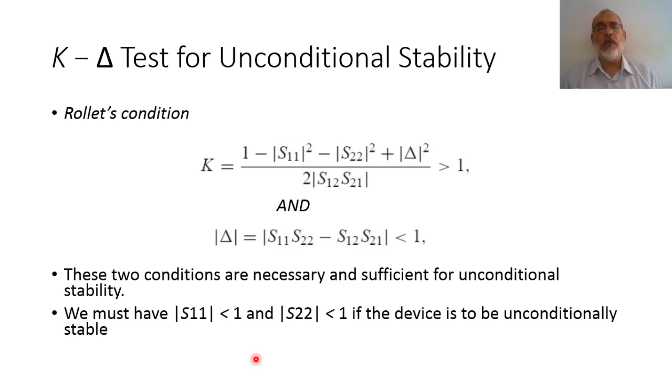Now we have two tests for unconditional stability. The first test is called the K delta test or related conditions. In the K delta test, the value of K is 1 minus the magnitude of S11 squared, minus the magnitude of S22 squared, plus the magnitude of delta squared, over 2 multiplied by the magnitude of S12 S21. This should be greater than unity.